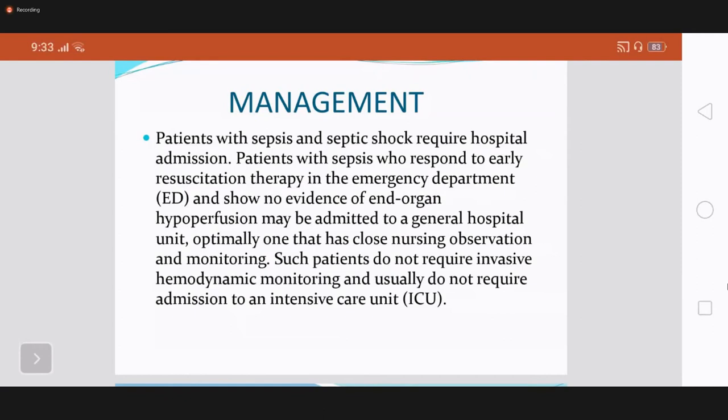in the body. Now, once you have diagnosed or you know that your patient has got sepsis, we are going to come to the management. So what we have now is patients with sepsis and septic shock.